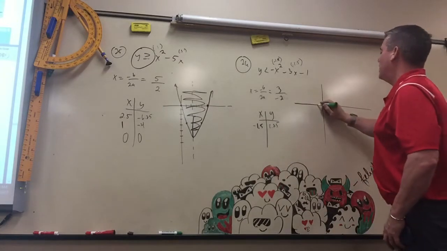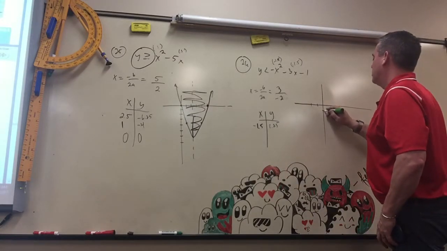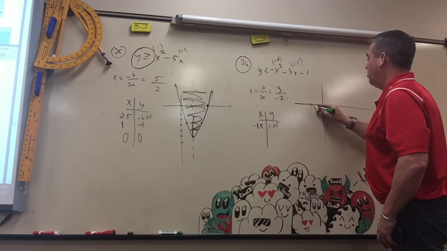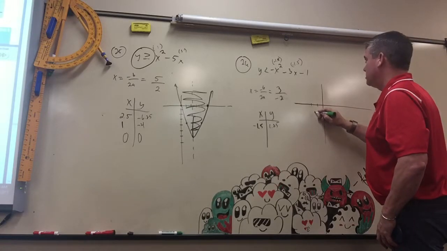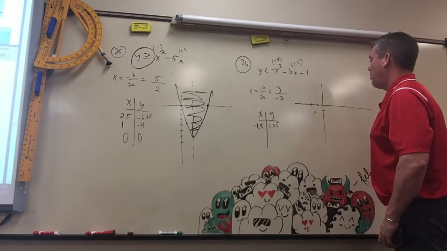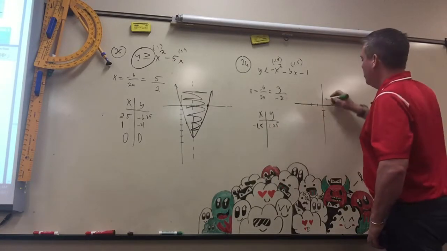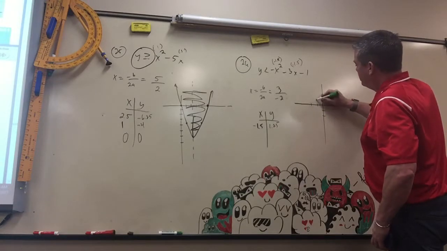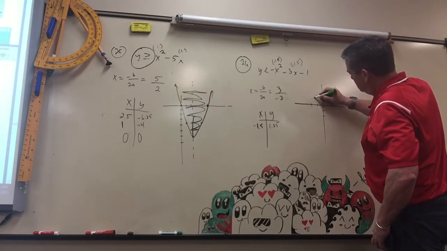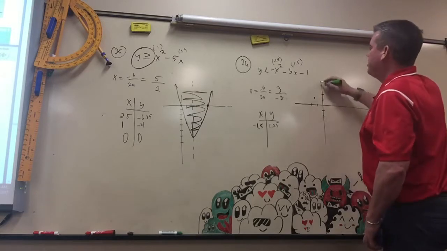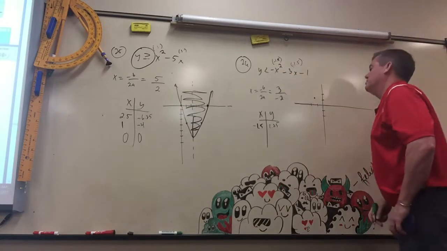So at left 1.5, down 1.25. Be right about there. Wouldn't be up. Oh yeah, it's up. Left and up. So this is gonna open down.